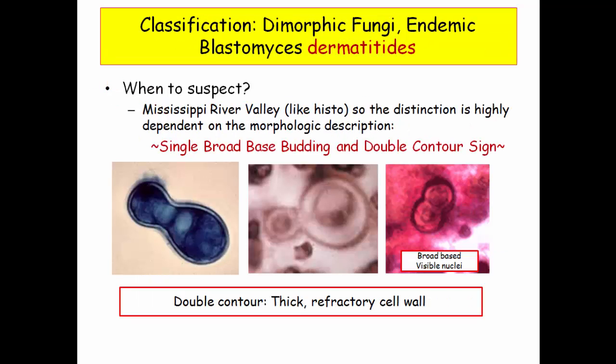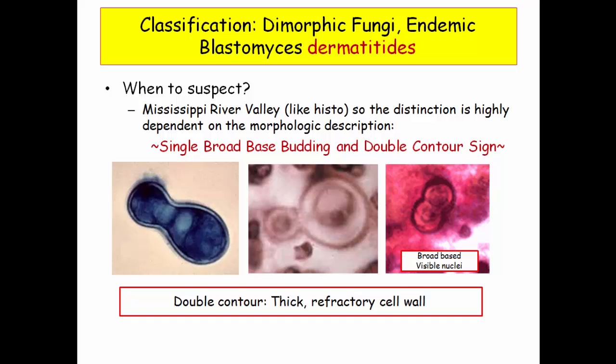Let's move on to the next organism, Blastomyces dermatitidis. We catch a nice break in the name dermatitidis. That is, if they give you a frankly infected skin lesion, think about blastomycosis. Since this organism, like histoplasma, resides in the Mississippi River Valley, the morphologic features are going to be highly important to distinguish the two. This shouldn't be a problem, as the yeast form of blastomyces is unique and distinct from histoplasma. The classic description includes a single, broad-based bud and the double contour sign owing to the thick cell wall.